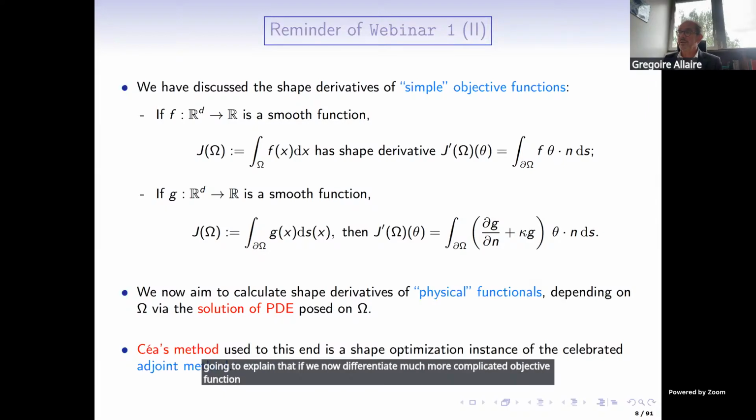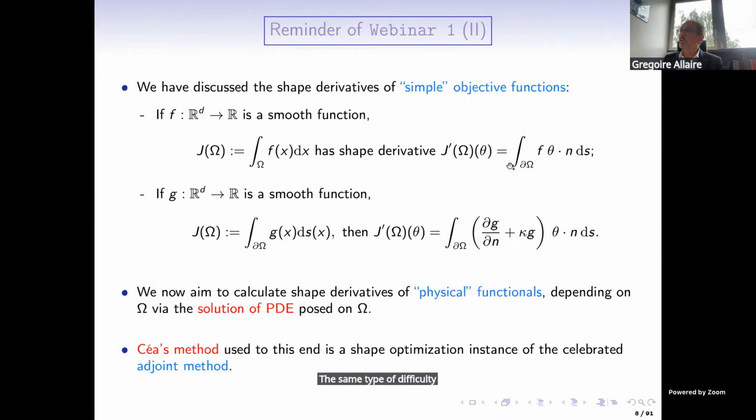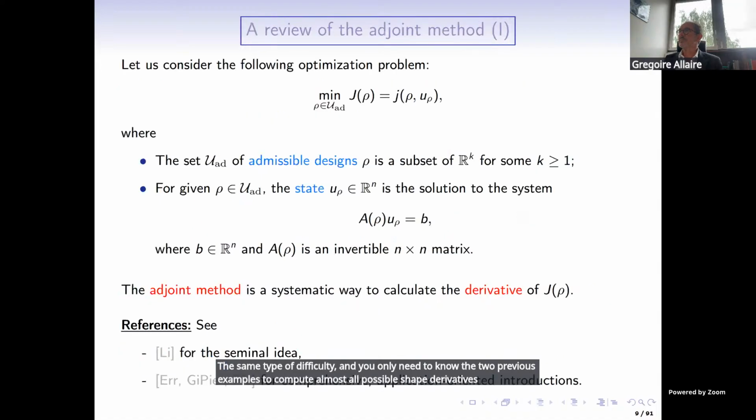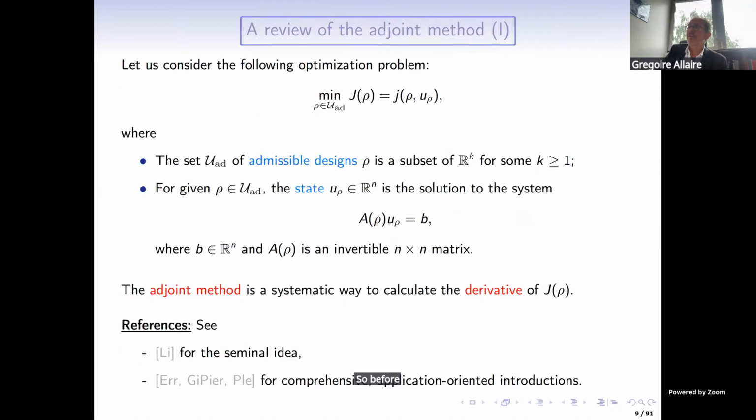Now I'm going to explain that if we differentiate a much more complicated objective function, this will be thanks to the method of Céa that I'm going to explain. The same type of difficulty, and you only need to know the 2 previous examples to compute almost all possible shape derivatives. So before that, let me very briefly review the adjoint method, the very classical adjoint method.